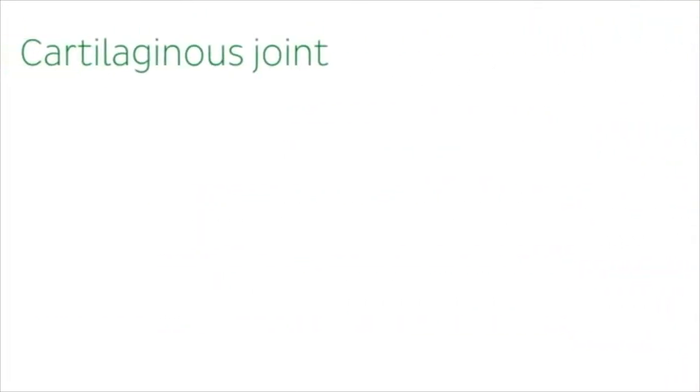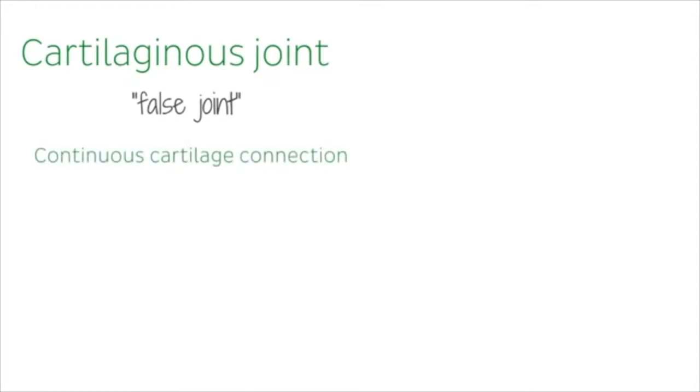And now we're going to talk about our cartilaginous joints, which, like our fibrous joints, are also called false joints. Cartilaginous joints are characterized by the continuous cartilage connection between 2 bones. And although this type of joint is classified as a false joint, it actually exhibits a moderate range of mobility, which is greater than that exhibited by fibrous joints. And there are 2 types of cartilaginous joints.